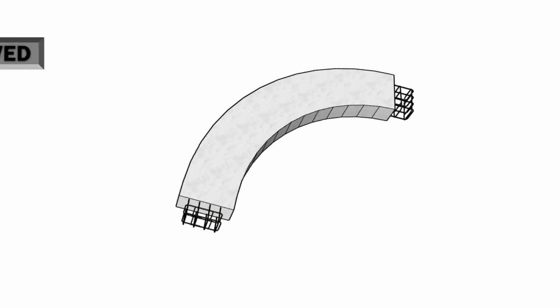Curved beams. Curved beams have a non-linear, curved shape along their length. They are often used for architectural and aesthetic purposes, such as in the design of arched doorways, domes, and curved roof structures.